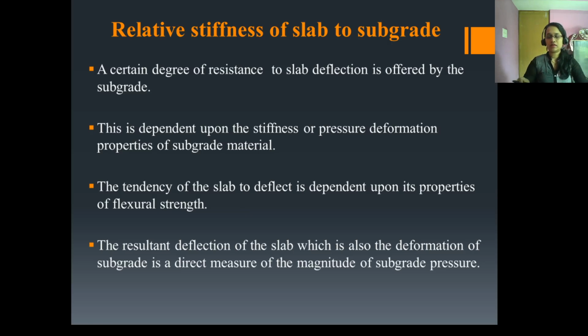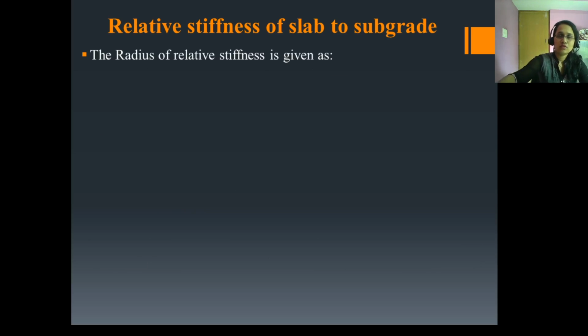Coming to the next, the relative stiffness of the slab to the subgrade. A certain degree of resistance to slab deflection is offered by the subgrade. Now the tendency of the slab to deflect is dependent upon its properties of flexural strength. The resultant deflection of the slab, which is also the deformation of the subgrade, is a direct measure of the magnitude of the subgrade pressure. So Westergaard defined relative radius or relative stiffness, and he gave an equation for it.